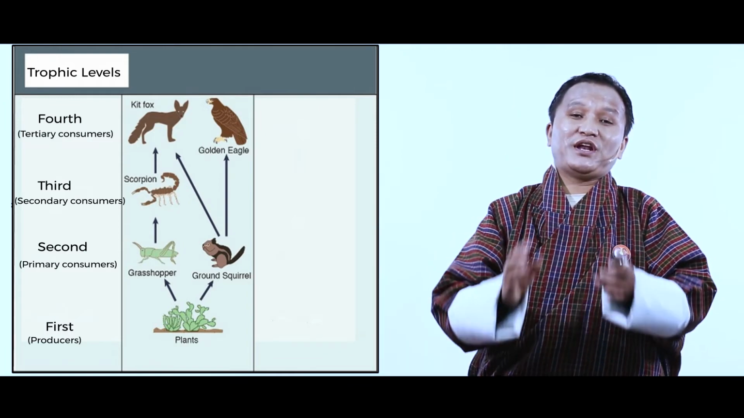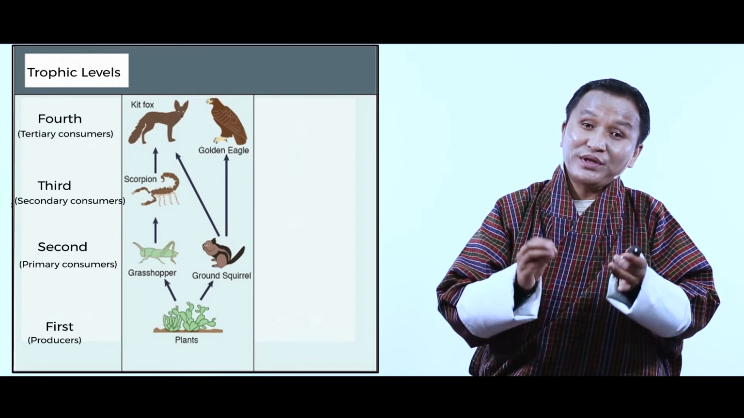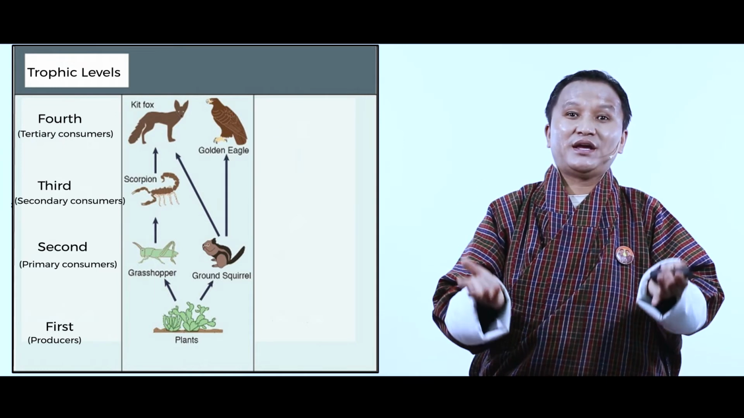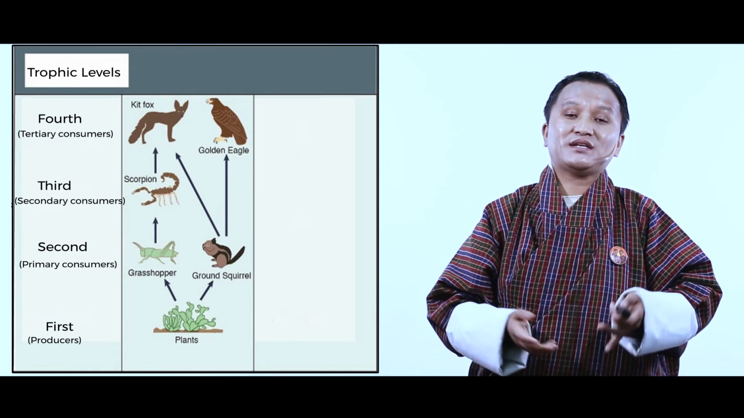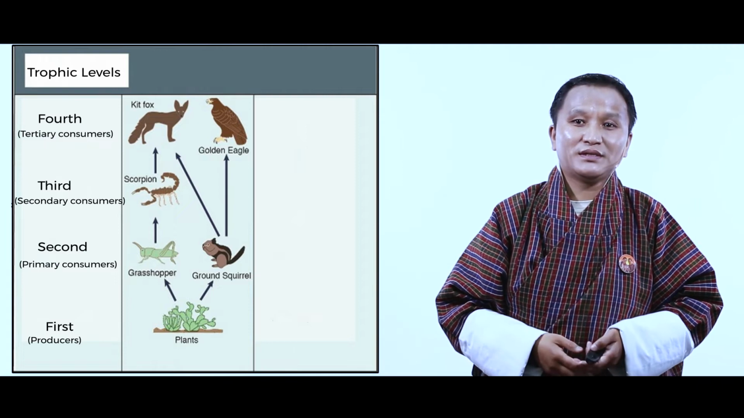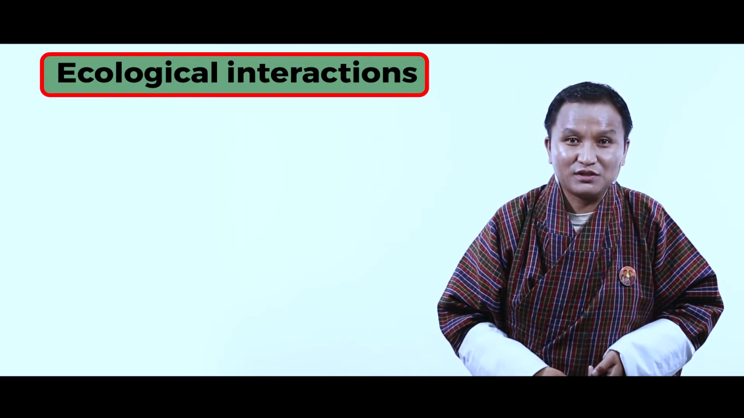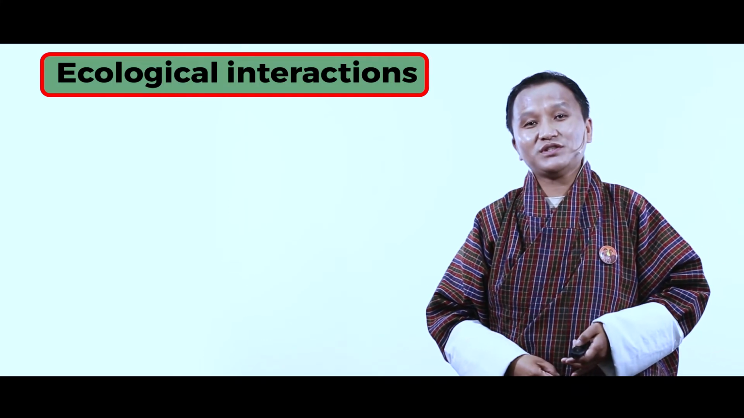So such relationships are being shared within the organisms in an environment, and together it constitutes what we call an ecosystem. As a result of such relationships, you will find that there are many kinds of interactions happening in the ecosystem, which we call ecological interactions. So now what do you think would be ecological interactions?